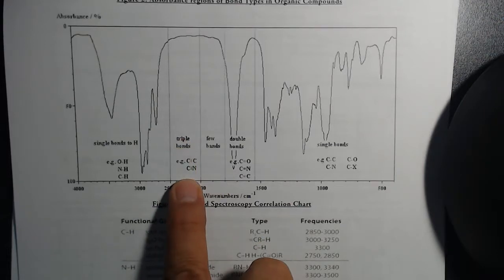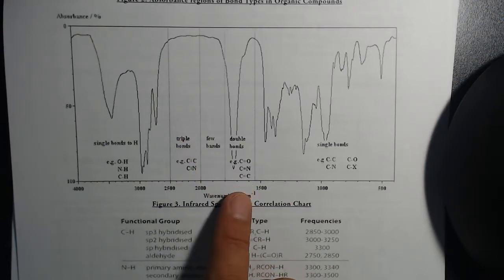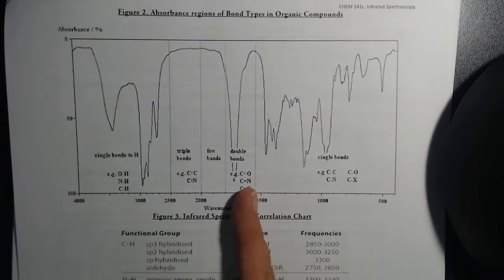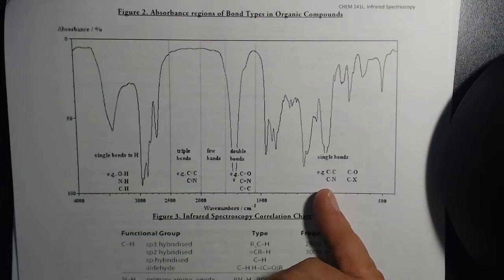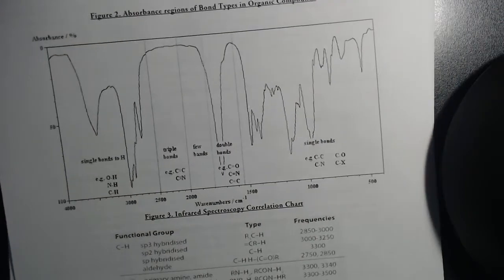Next portion here is the triple bonds and double bonds. And honestly, this is the useful information. The single bond has a ton of overlap. And what do we call this region? The fingerprint region. Or the zone of desperation is what I also like to call it. You go there if you're desperate.